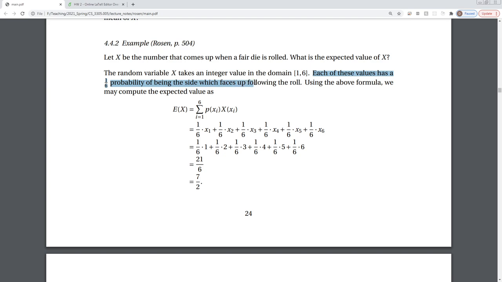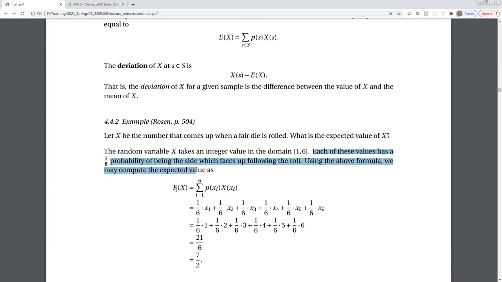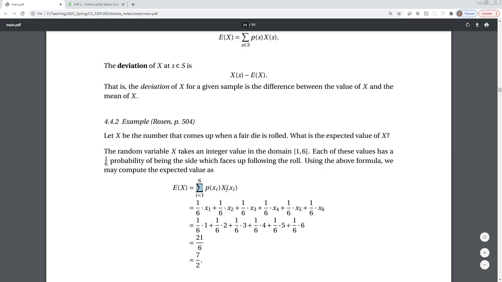Each of these values has a probability of 1 in 6 of being the side which faces up after the roll. And then we use the above formula to compute the value: a sum of the probability of the individual event times x sub i, the numeric value of it. So we're assigning a numeric value, so this actually does have some value, right? First we replace the probabilities, 1 in 6, for each face. Then we replace the numeric value that we've assigned to each face of the die: 1, 2, 3, 4, 5, 6. And then using that formula, we can convert our intuition into something that's very non-intuitive, right?